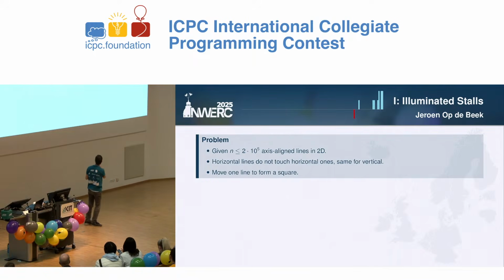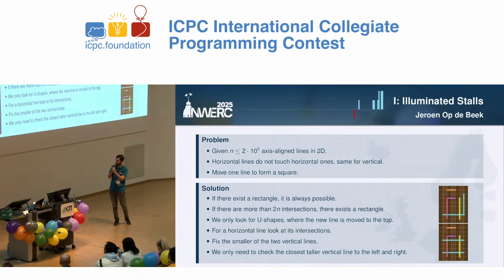Now the last problem. So problem I was a jump problem, but it was axis aligned. So we were trying to be nice to it. Horizontal or vertical, we need to change one segment by moving and rotating it to make a square appear somewhere on the grid. So here you see some example.